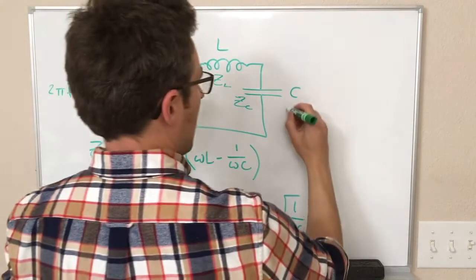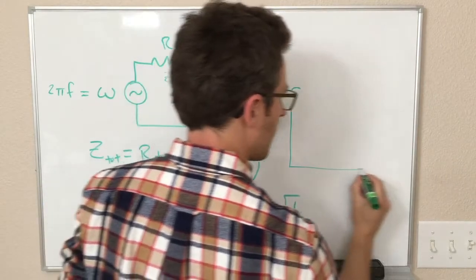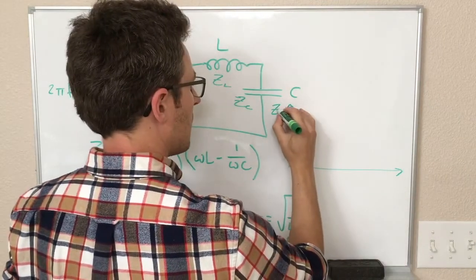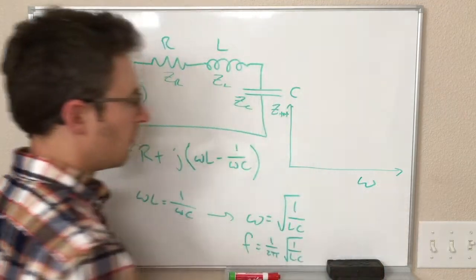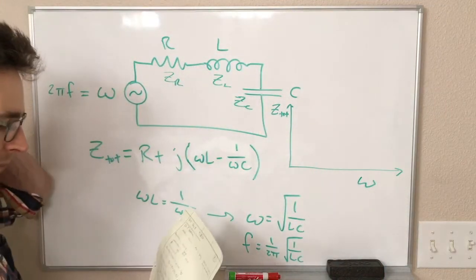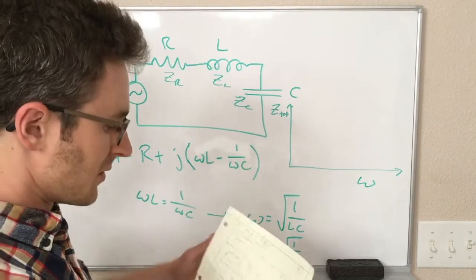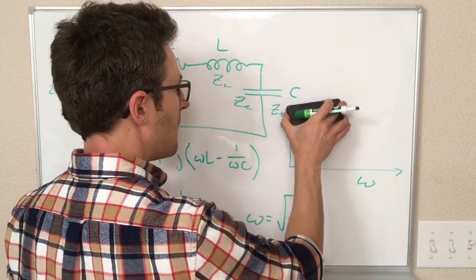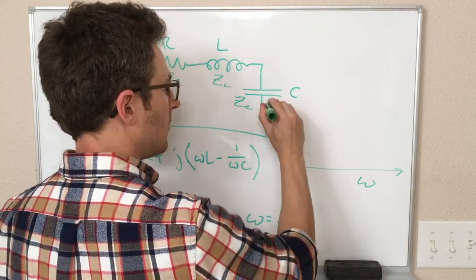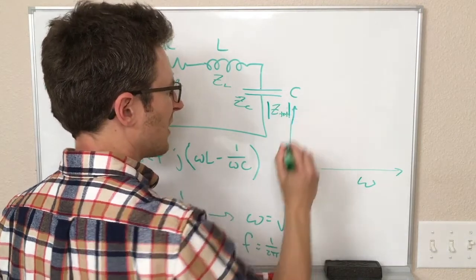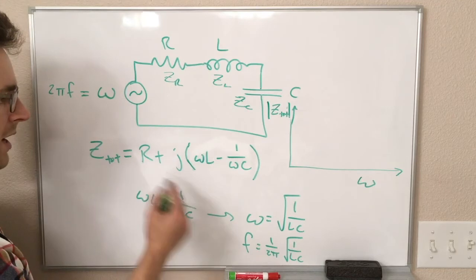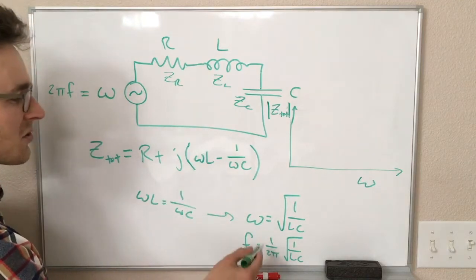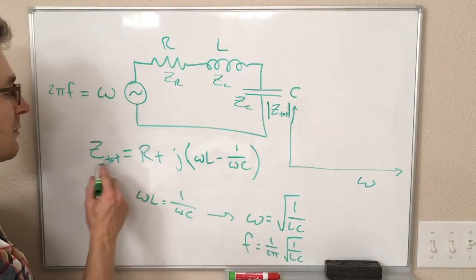So if we draw a graph of Z as a function of our frequency omega or F, and I guess this is a complex value, so maybe we'll plot the magnitude of Z or something like that. You'll see that as you get close to this resonant frequency, there is a minimum in Z total, right?